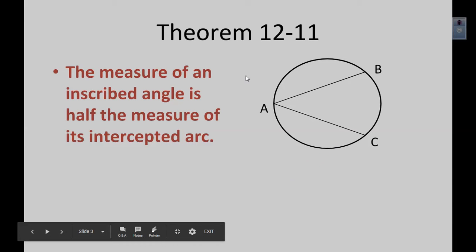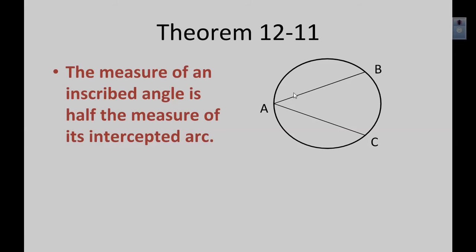In theorem 12.1.1, we discovered the relationship between the angle and the arc that it opens up to, the intercepted arc. It is going to be half the measure of the intercepted arc. So the measure of angle A is equal to 1/2 of the measure of arc BC.